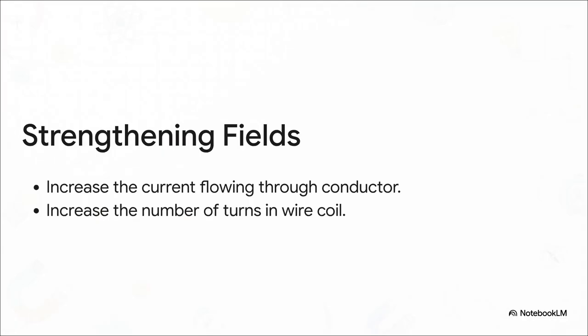And the absolute best part of an electromagnet isn't just the on-off switch, it's the volume dial. You can totally control its power. If you want a stronger magnetic field, you simply crank up the current flowing through the wire. Or if you want to make it stronger without adding more power, you just increase the number of turns in your wire coil. It's an incredibly customizable force.